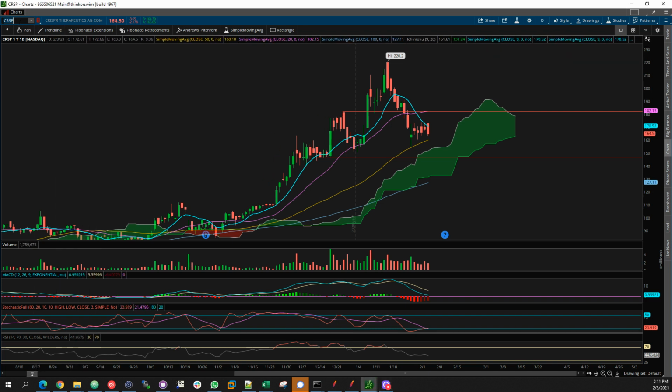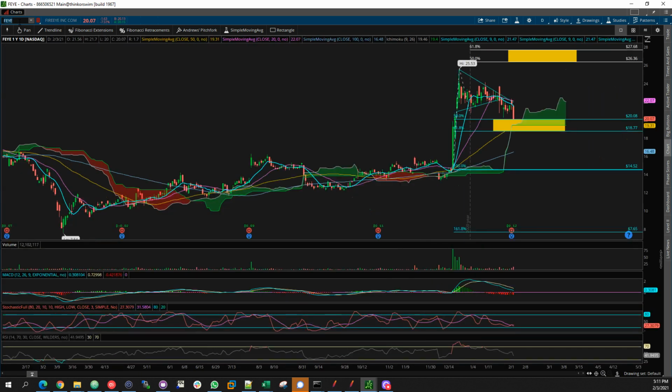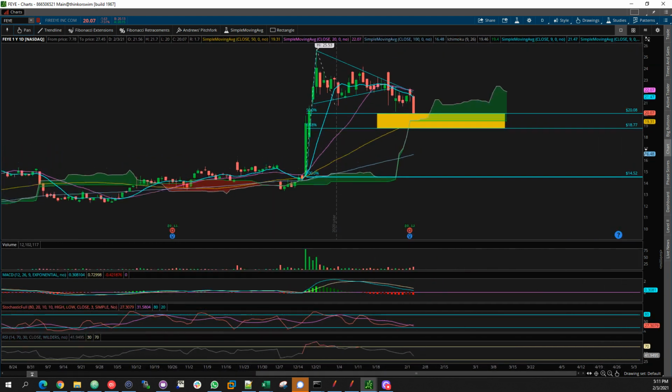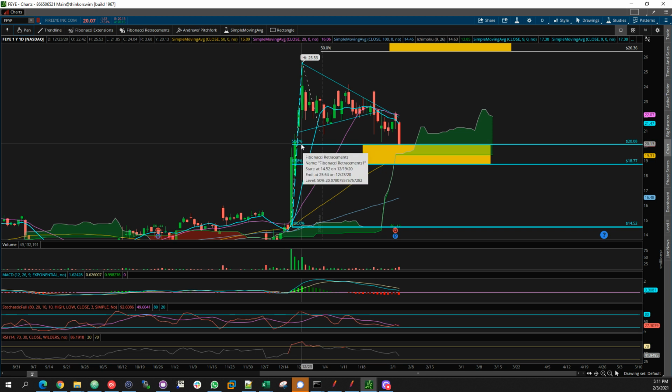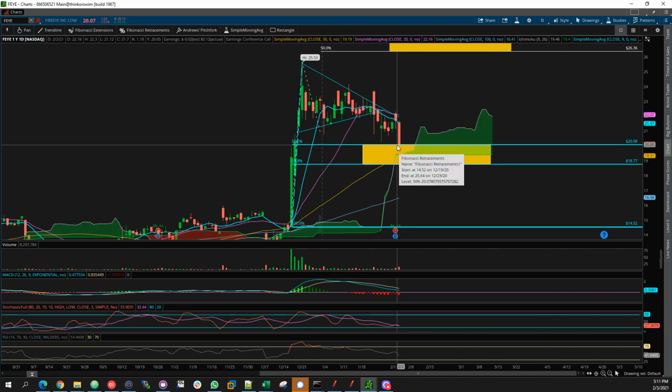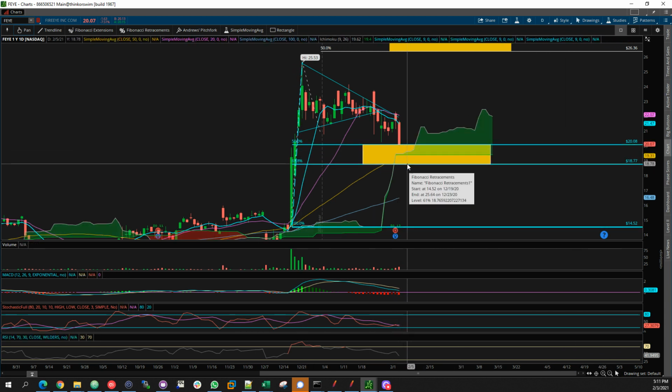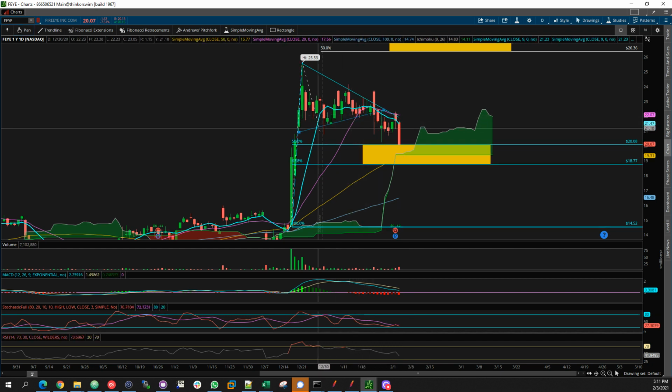FireEye. Let's take a look at FireEye. FireEye has a clear support. Now we drew this chart, I don't know when, but oh boy, are the fibs correct. 2008, 2008. Now it could come down as low as 1877. It kind of lost its thing on the wedge or pennant. Actually, I'd like to fix that because it's a pennant. It's a flag right now.